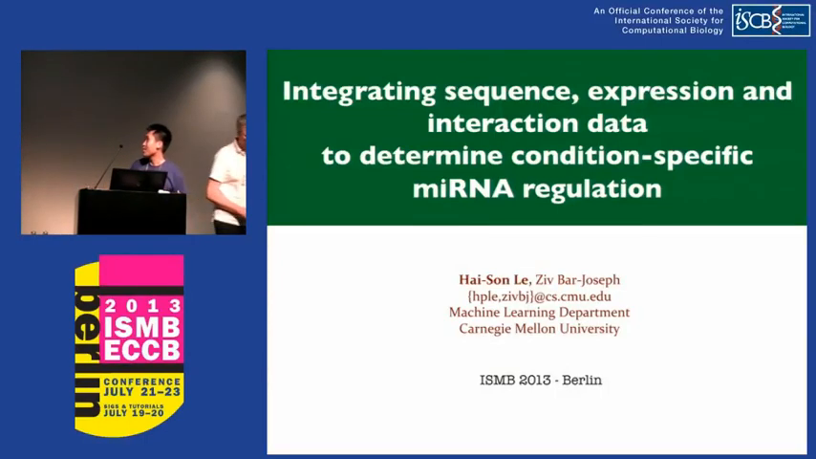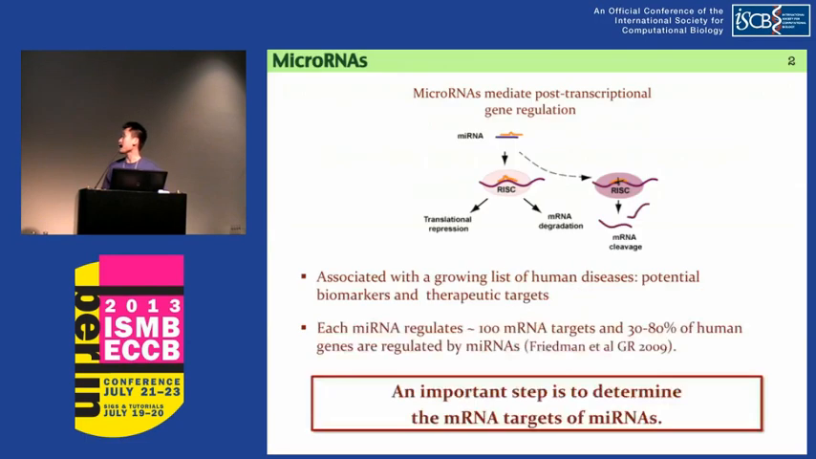Okay, so the previous talk, Peter already talked a lot about why microRNA is important, so I'm just going to briefly go over this one. We're working on the problem of trying to identify gene targets of microRNAs, and this is an important step to understand microRNA regulation. We know that microRNAs are both transcriptional and post-transcriptional gene regulators, and they have been associated with a growing list of human diseases. So they are important potential biomarkers and therapeutic targets. Also, more than half of human genes are targeted by microRNAs, which makes them very important.